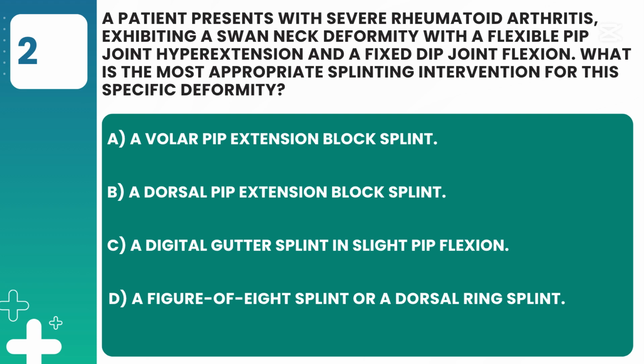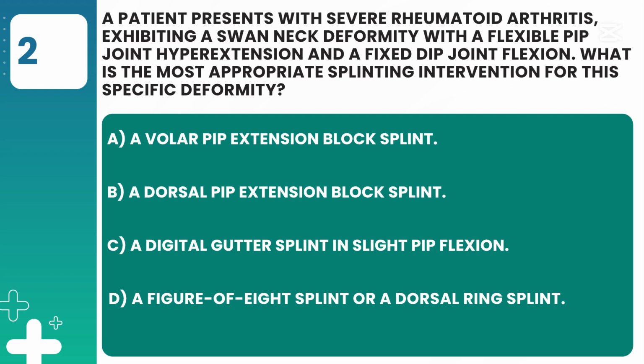Question 2. A patient presents with severe rheumatoid arthritis, exhibiting a swan neck deformity with a flexible PIP joint hyperextension and a fixed DIP joint flexion. What is the most appropriate splinting intervention for this specific deformity? A. A volar PIP extension block splint.